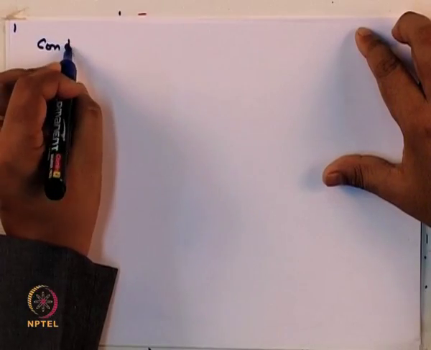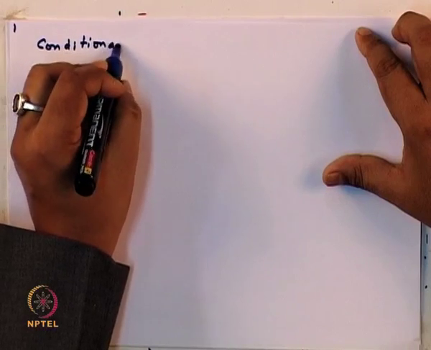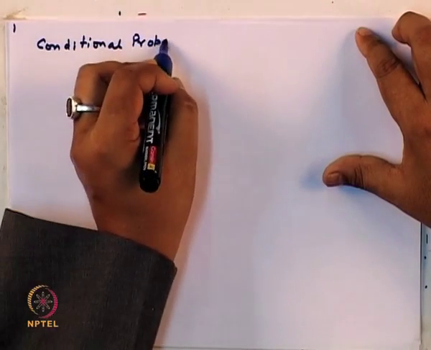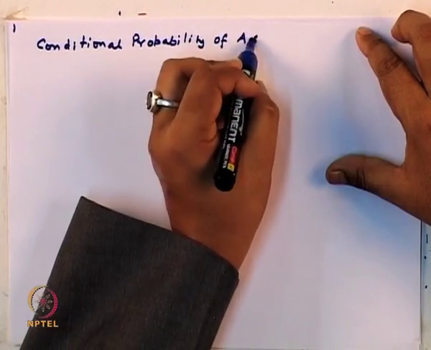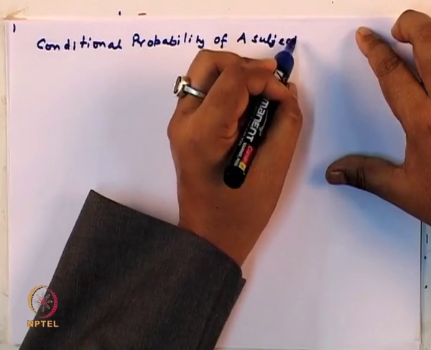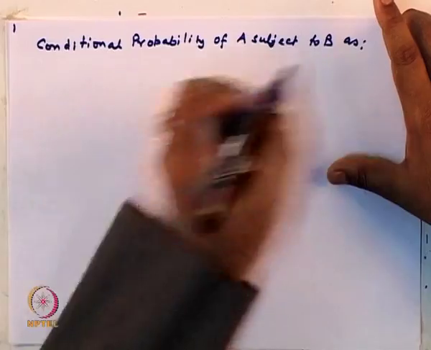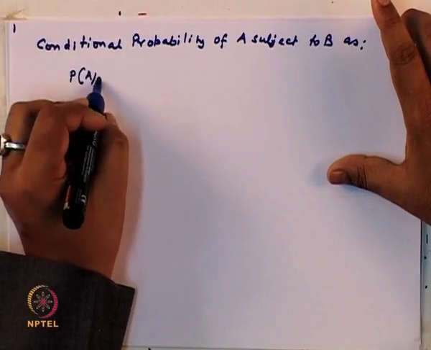So, we will continue with probability and random variables in today's class, but briefly I wanted to mention what was covered in the previous class. One of the most important concepts we had brought up was the idea of conditional probability, right. So, you write conditional probability of A subject to B as P of A given B, right.